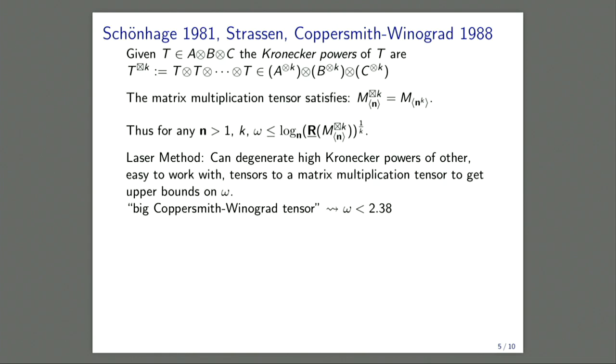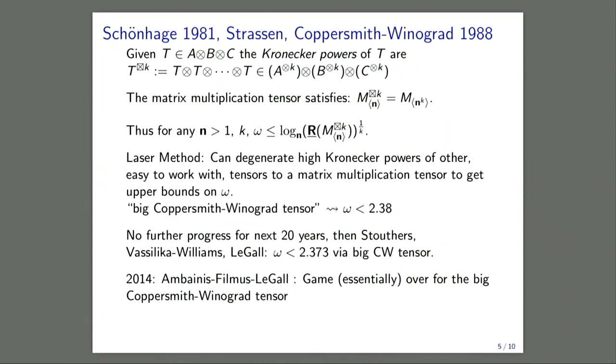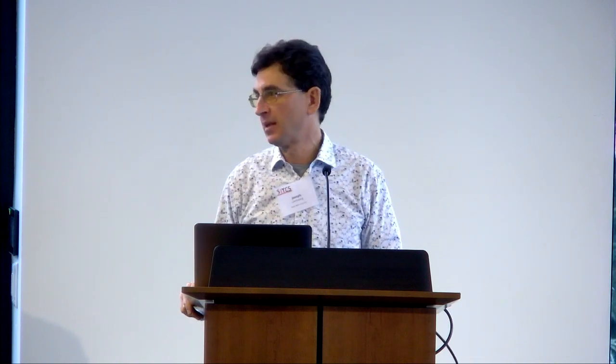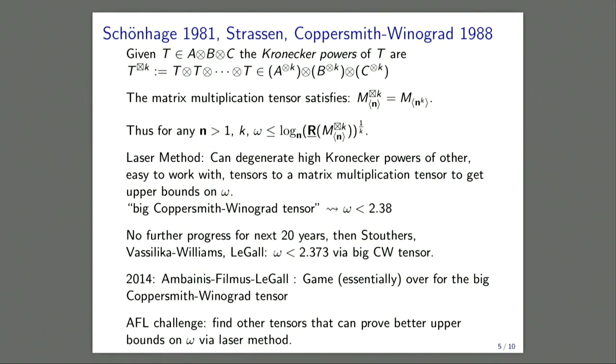And there is the most famous tensor for this method, the so-called big Coppersmith-Vinograd tensor, and that has been used to prove the world record. It proved the world record in 1988, then nothing happened for 20 years, and then it proved the new world record, which is almost a 3-way tie, moving that last 8 down to 7-3. Then in 2014, there was some bad news from Ambainis, Filmus, and Le Gall. The game is essentially over for the big Coppersmith-Vinograd tensor. You cannot prove anything better than omega less than 2.3 using it. So that leads us to a challenge: find other tensors that can prove better upper bounds on the exponent using the so-called laser method.